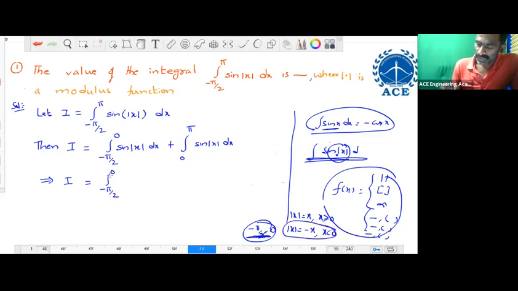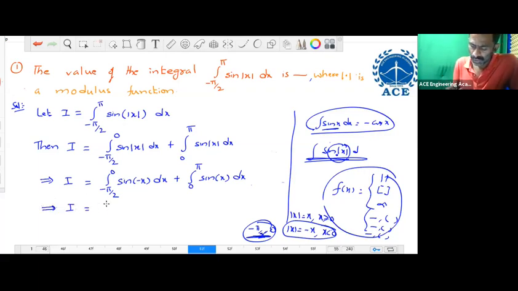So here, before 0, for negative values, in place of modulus we write minus x, that is sine of minus x. The modulus is removed. Plus the integral from 0 to pi of sine of mod x. After 0, for all positive values of x, mod x equals plus x, so we get sine x. The modulus is removed, and we can integrate directly because we have the integral of this. First of all, sine of minus x is minus sine x, so this minus comes out, and the integral of sine x is minus cos x.